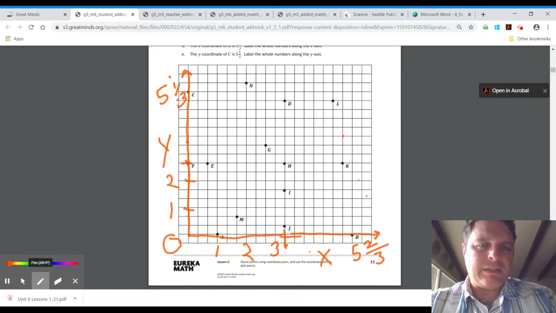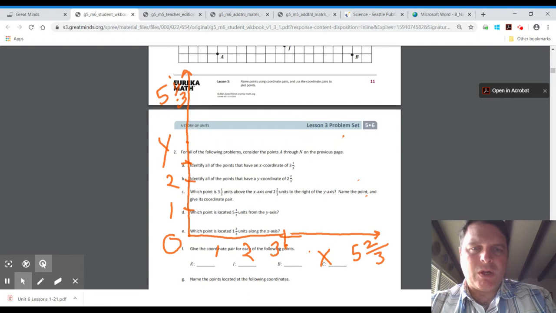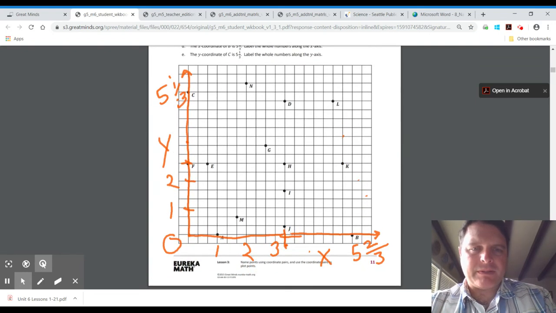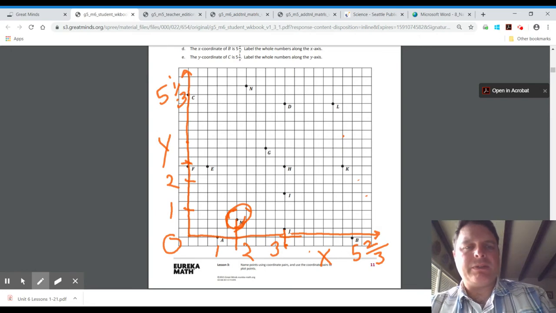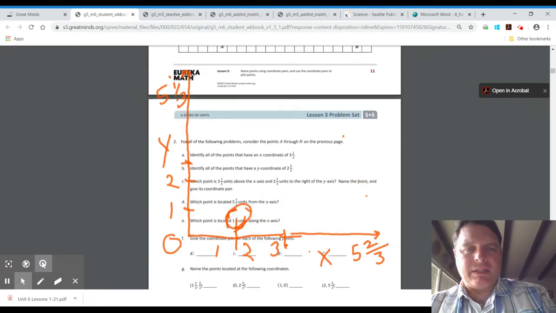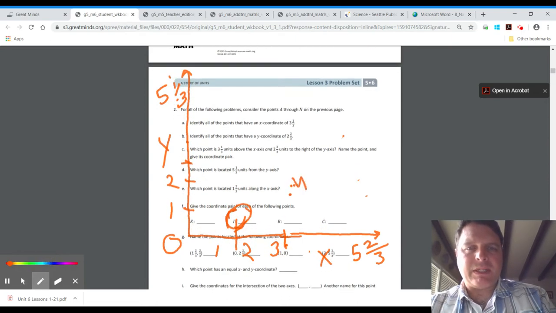So 1 and 1/3 along the x-axis. Oh, 1 and 2/3. Okay, that makes better sense. So 1 and 2/3 along the x-axis. That would be letter M. If you follow it straight down, that's 1 and 2/3. Yep, so that's letter M. And this one was letter K, for letter D. Okay, K and M.